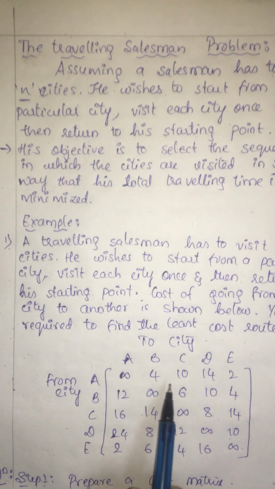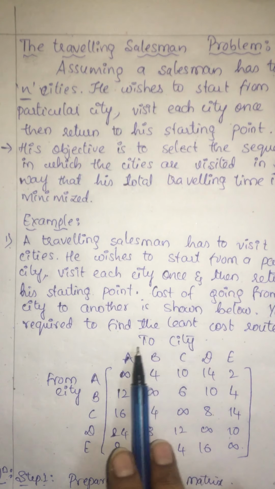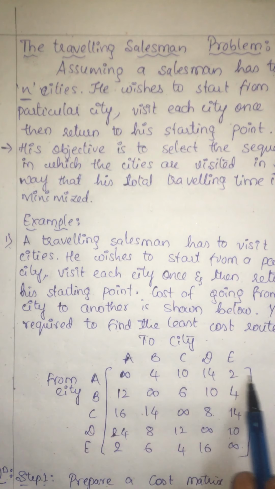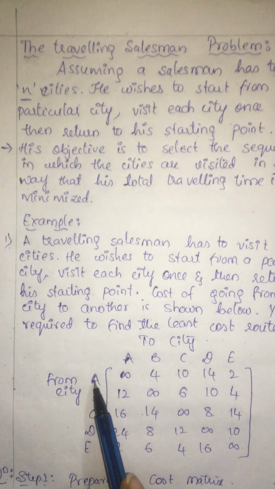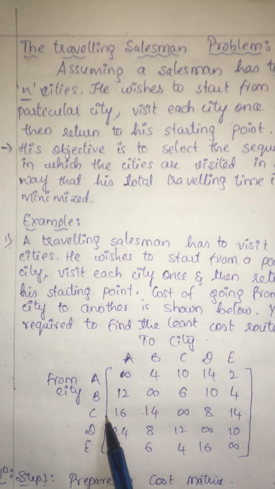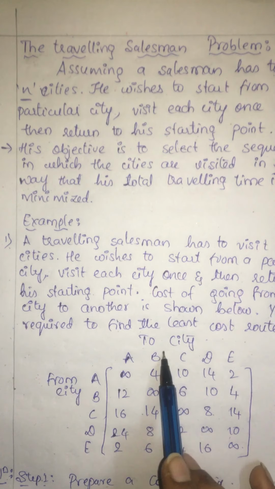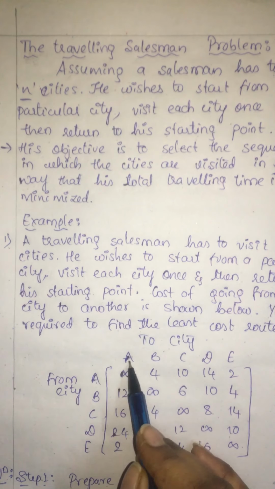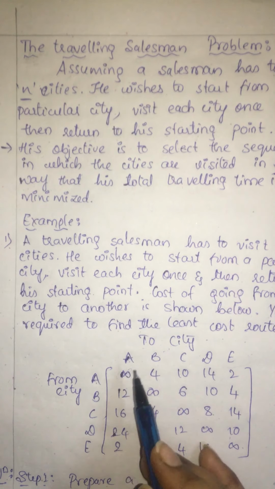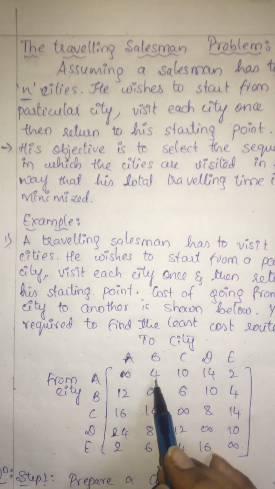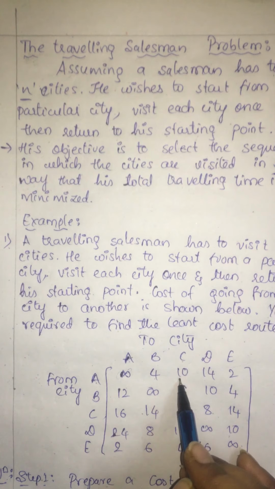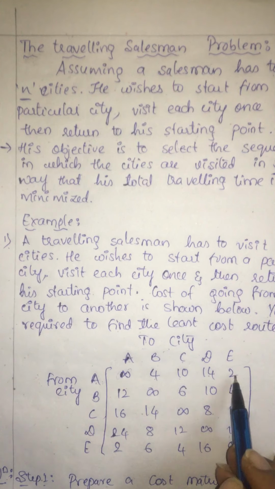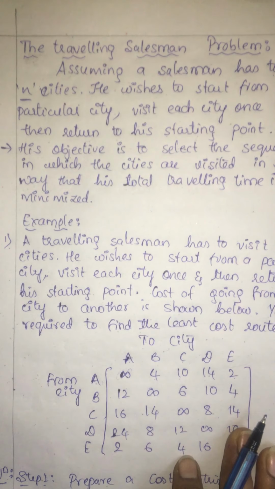Okay, so let us take an example. Here the columns represent the to city and the rows represent the from city, meaning that the salesman is going to travel from these cities, A, B, C, D, to the cities A, B, C, D. To travel from A city to A city it takes infinity cost, and travel from A city to B city is 4, A city to C city is 10, A city to D city is 40, and A city to E city is 2. Like this the entire matrix is given.